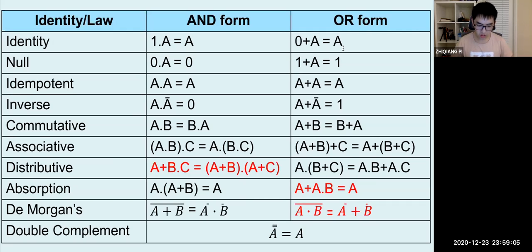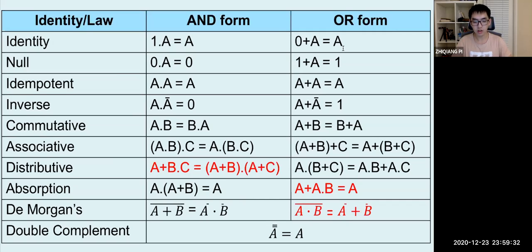Okay. So as for the identity law, we know that true and anything is whatever that thing is. True and true is true, true and false is false. And in the or form, the identity says false or anything is that anything. So false or false is false, false or true is true.